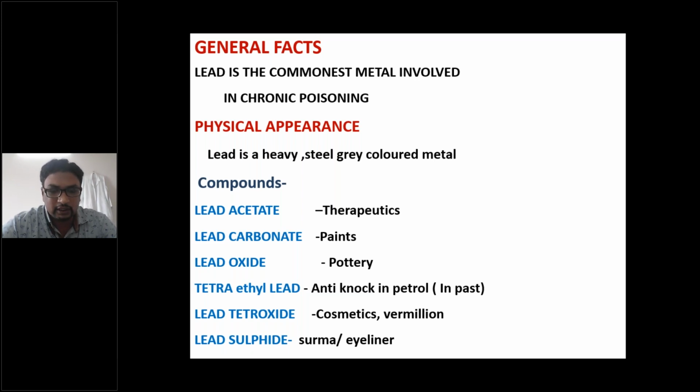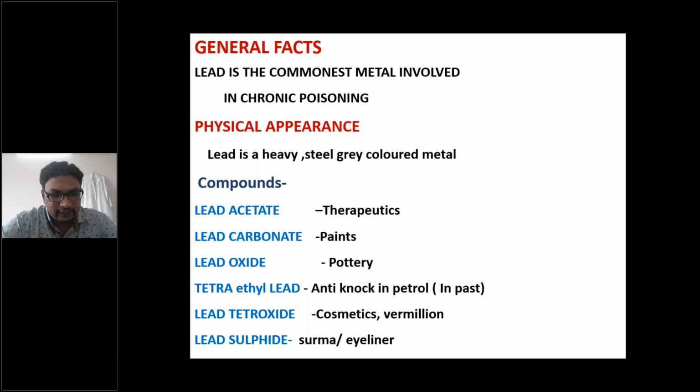That's why, if you have seen in petrol bunks, previously they were leaded petrol, but now everything is unleaded in order to prevent lead poisoning. You can see on the petrol pump boxes, unleaded petrol. It is written as unleaded. Previously it was leaded. Now, in order to avoid lead poisoning, it is unleaded.